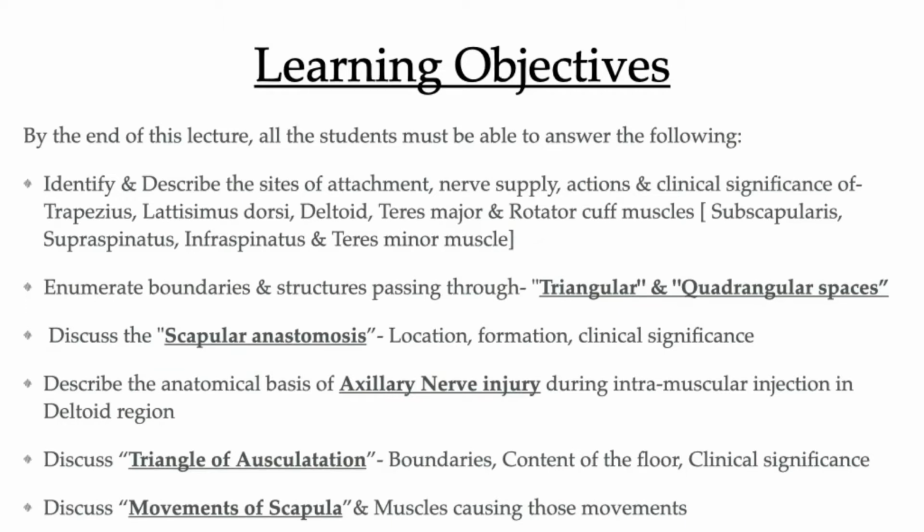You must be able to enumerate the boundaries and the structures passing through triangular and quadrangular spaces. You must be able to discuss scapular anastomosis under the heading Location, Formation, and Clinical Significance. You must be able to describe the anatomical basis of axillary nerve injury during intramuscular injections in deltoid region.